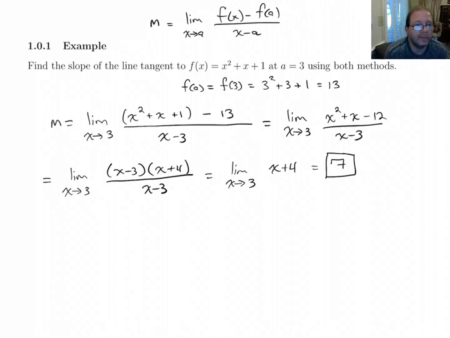So this graph has a tangent line with a slope of 7 at a equals 3. So that's using this method. Now let's do it using the second method.